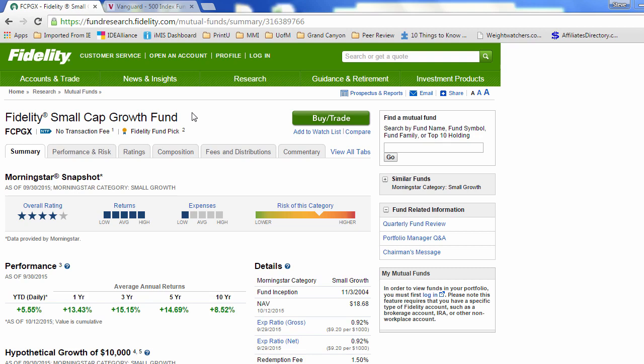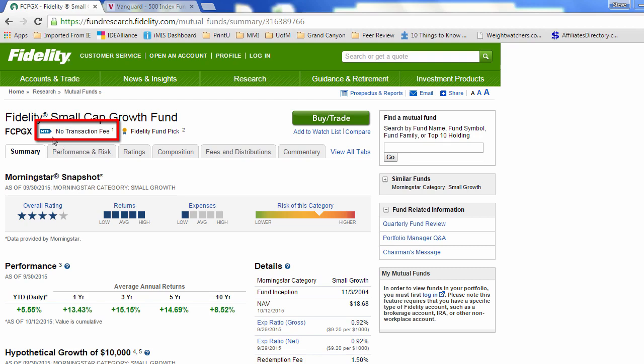Now, if we look at just this initial thing on the Fidelity website, you can see it says no transaction fee here. That's another way of them saying that there's no load or no sales charge for this fee. So this is a no-load fund, which is great. So you're not paying any extra money just to buy into the fund. So it's a no transaction, no load fee fund.